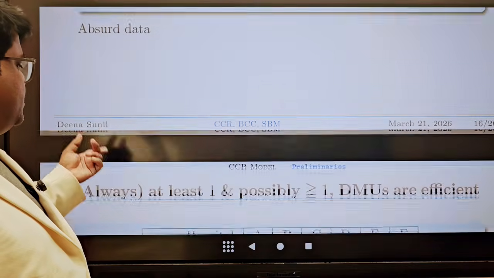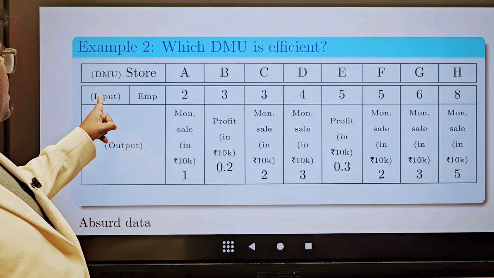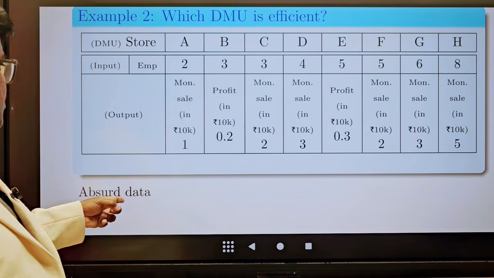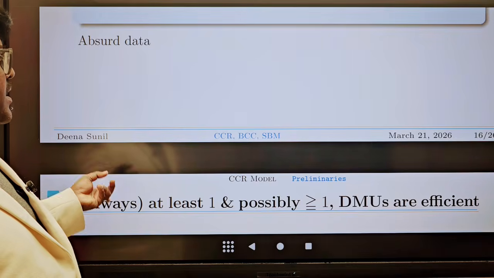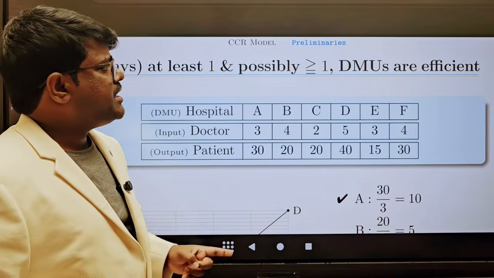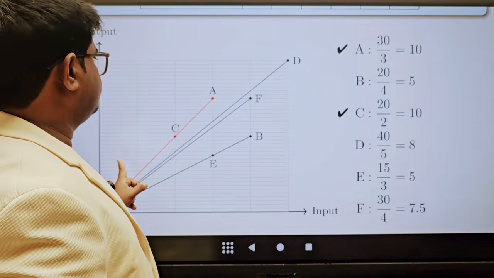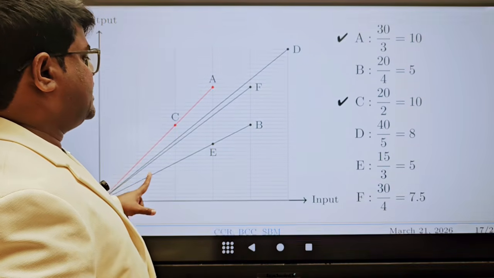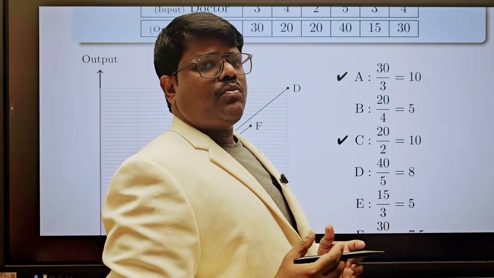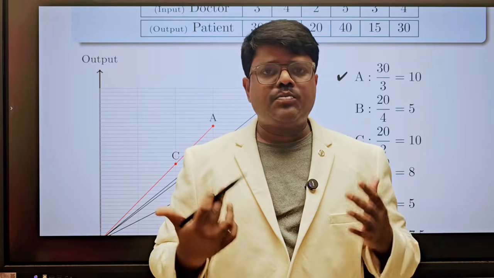Here you can see input, output, which DMU is efficient, observed data. Next, always at least one, and possibly greater than or equal to 1, DMUs are efficient. In this case, sometimes it is not compulsory that only one efficient should be there. Sometimes more than one efficient is possible.